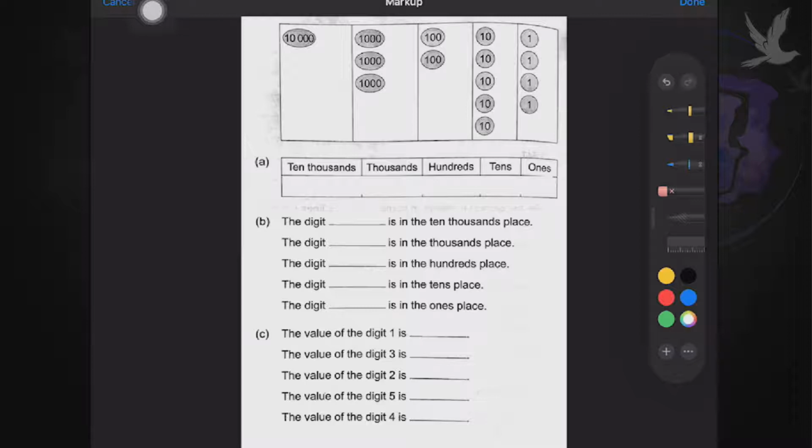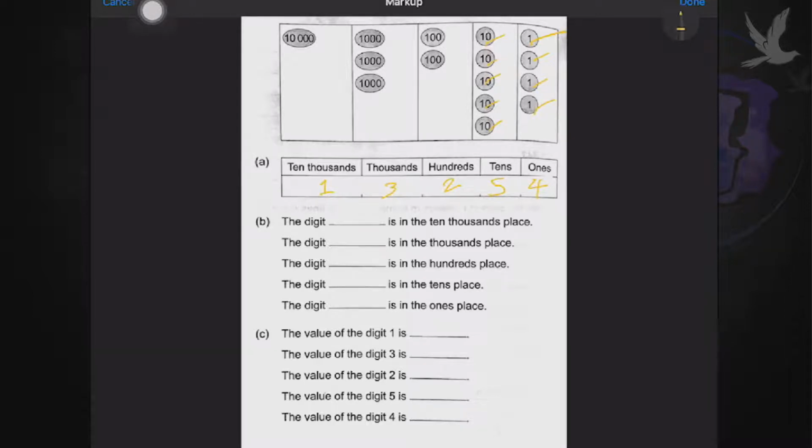And for this activity, all you have to do first is to identify the units present in each place value. So for example, in this case, for the units of ones, you have 1, 2, 3, 4. So you have 4 units there. For your tens, you have 1, 2, 3, 4, 5 units of tens. For your hundreds, you have 2. For your thousands, you have 3. And for your 10,000s, you have 1.